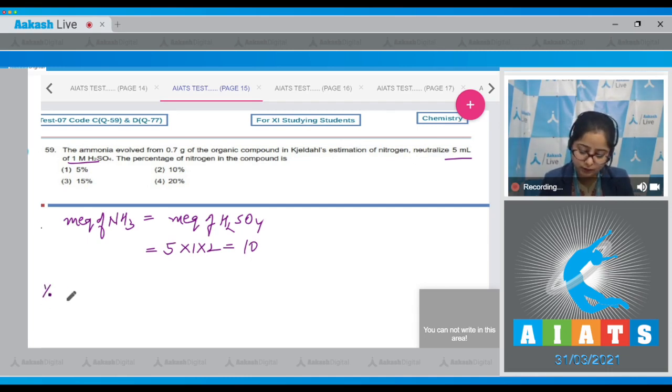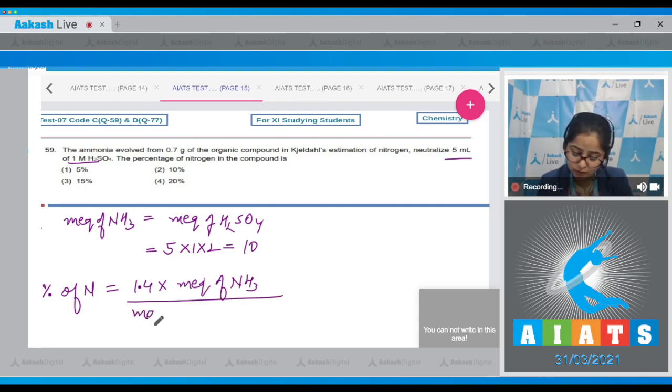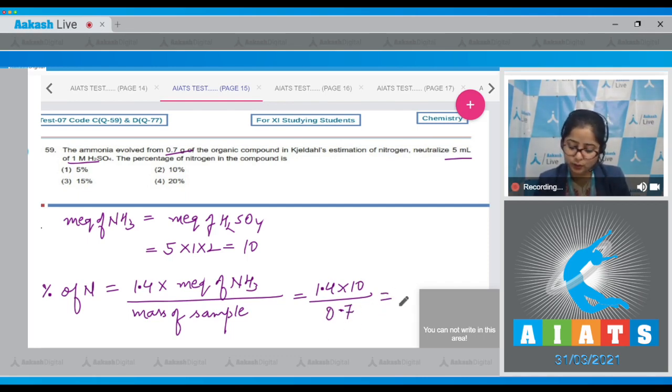So we can calculate the percentage of nitrogen, which is equal to 1.4 multiplied by milli equivalents of ammonia upon mass of the sample. Let's put the values. 1.4 into 10 upon mass of compound, which was 0.7. On solving this, we'll get 20%. That means the correct answer is option number 4.